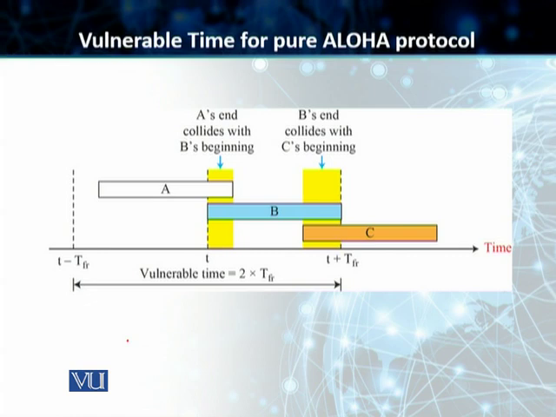And that leads us to our second concept related to Aloha, which is the vulnerable time for a pure Aloha protocol. Students, the vulnerable time is defined as the length of time in which there is a possibility of a collision. On this slide, as you can see, station B starts sending its data at time T. Now students, the problem here is that station A may have started to send its frame at T minus T frame.